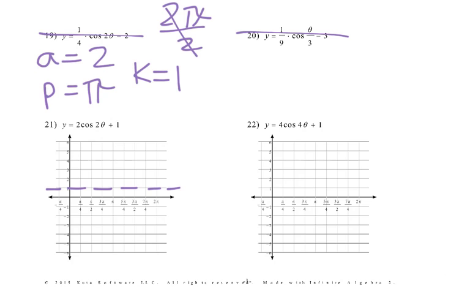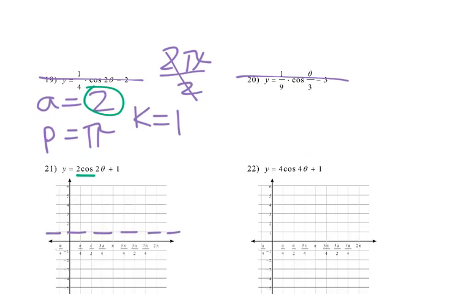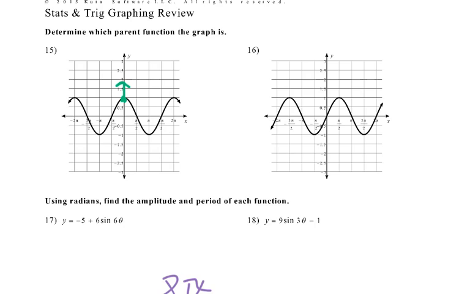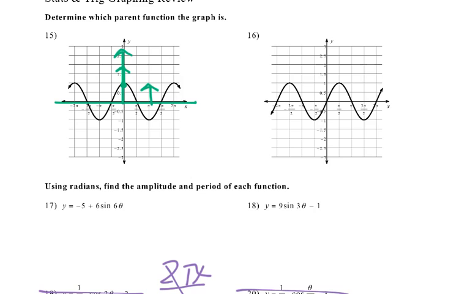Okay, there's our midline. Now our amplitude is 2, and we're dealing with cosine. Think back to that parent. Here's a parent. So we're shifting everything up 1, okay, and doubling the amplitude. So this gets shifted up 1. The amplitude gets doubled, okay, and with a period of pi instead of 2 pi, we're taking it and squishing it.